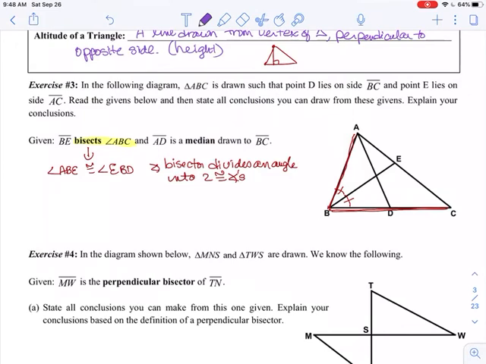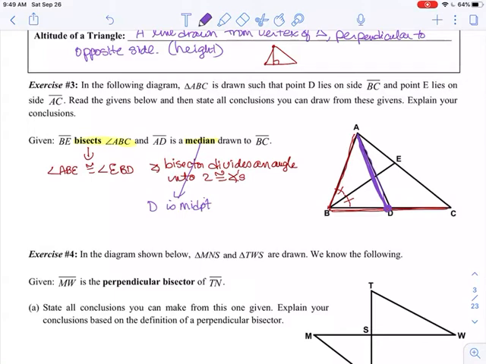And then my second thing, which I'll do in a different color, is I have a median. Now a median is a line, and I'll do that down here. A median is a line, so AD is the median. We just defined that up above. If AD is the median, a median is a line drawn from the vertex of a triangle to the midpoint of the opposite side. So I know right now that D is the midpoint.